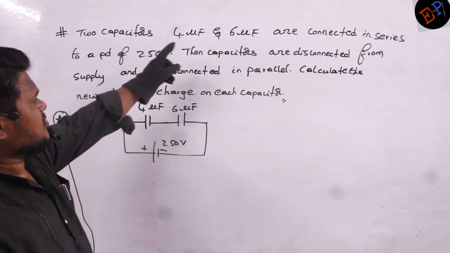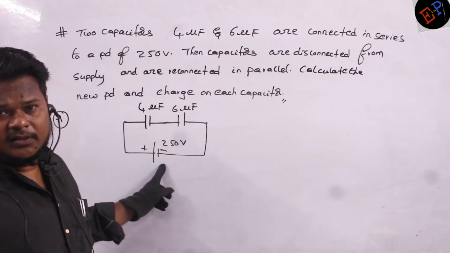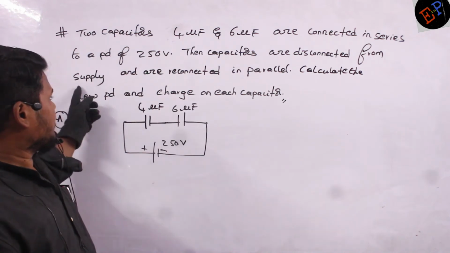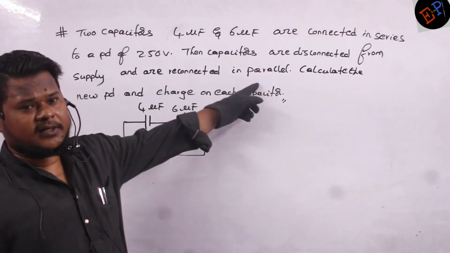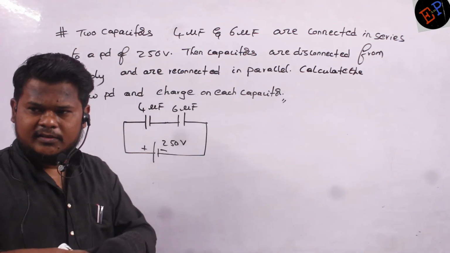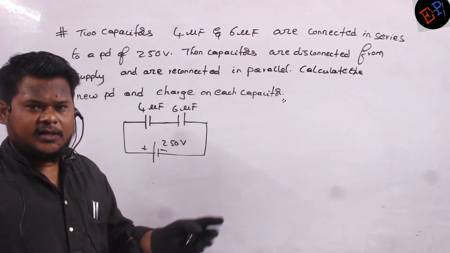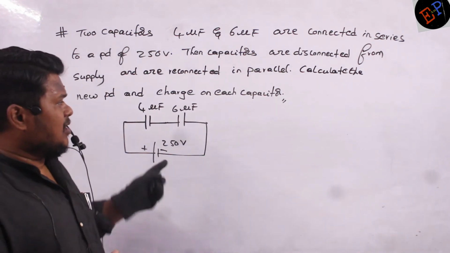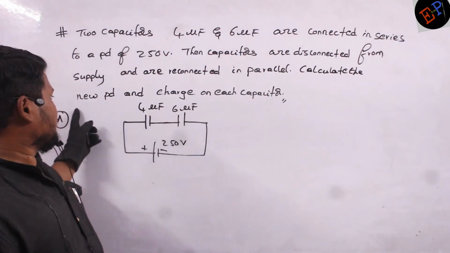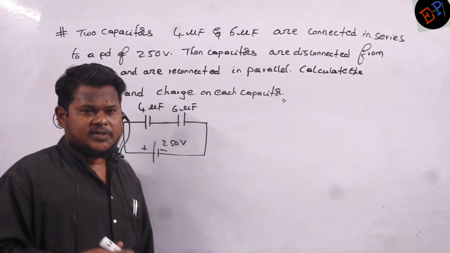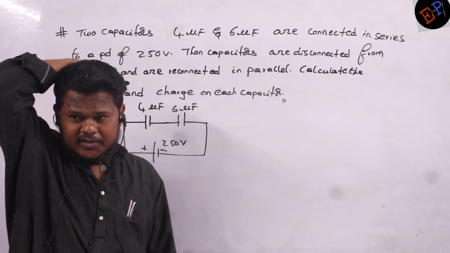Because what we are supposed to do after connecting them like this, after making them charged, is disconnect them and reconnect them in a parallel connection. Okay? After charging them, we are again disconnecting them and connecting them in parallel. After connecting in parallel, you are supposed to find the new potential difference and the charge present on each capacitor. Are you able to understand me?